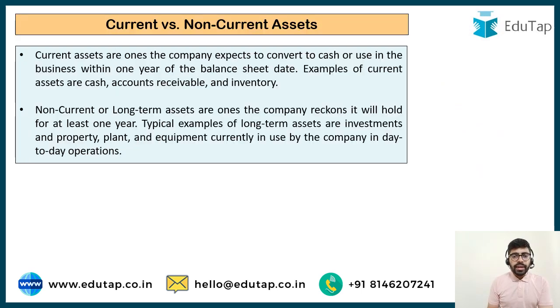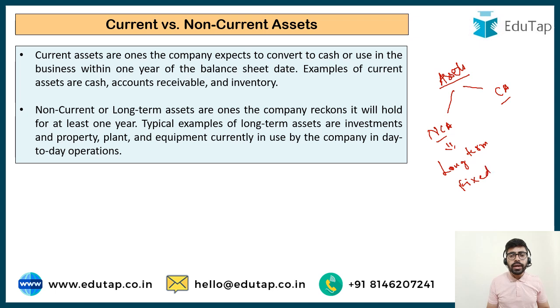So now we are already aware that the assets of the company are shown in the balance sheet as non-current assets and current assets. So what is the difference between the two? Non-current assets are the long-term assets of the company. Primarily they would include the fixed assets of the company which are held for long-term usage by the company.